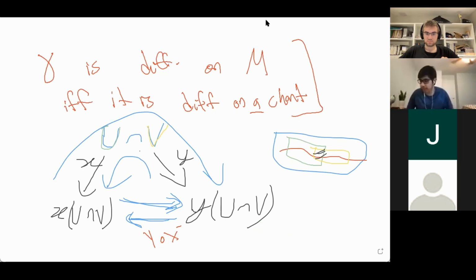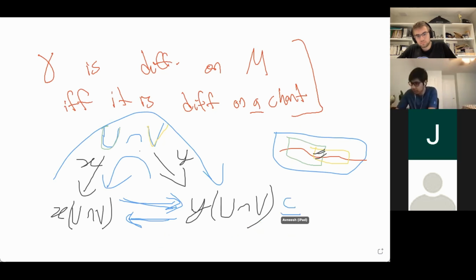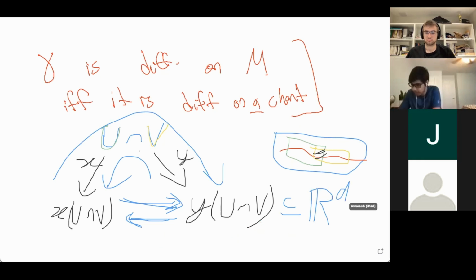And this is interesting because these chart transition maps basically take us from a part of the thing to a subset of RD. Which is amazing because we know what RD looks like. Well, it's not that we know what it looks like, but we know how to differentiate. Right now we're talking about flower though, but later on we're going to want flower to be whatever differentiability. So this is actually pretty intuitive.